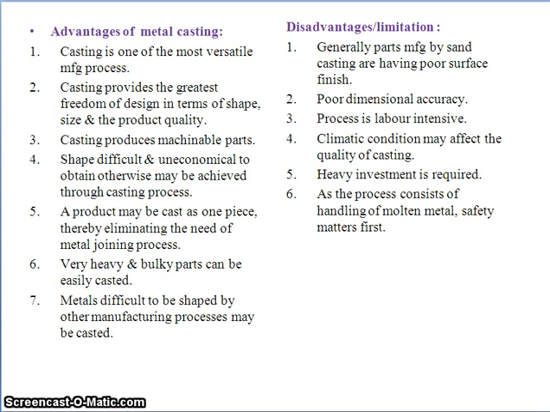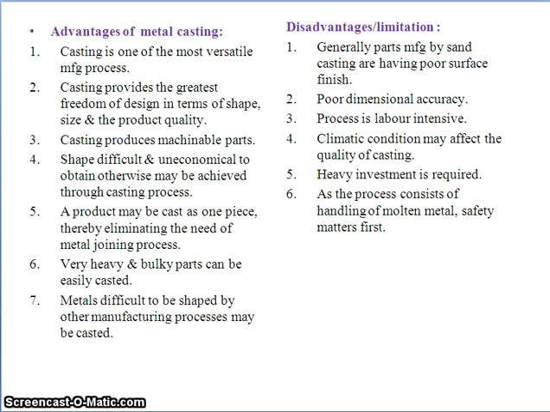Casting provides the greatest freedom of design in terms of shape, size and product quality. Casting produces machinable parts. The parts which are casted can easily be machined. Shapes which are difficult and uneconomical to obtain by other manufacturing processes can be easily achieved by using the casting process. A product may be casted as a single piece, thereby eliminating the need for metal joining processes.